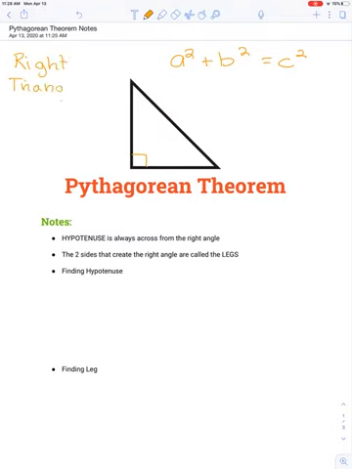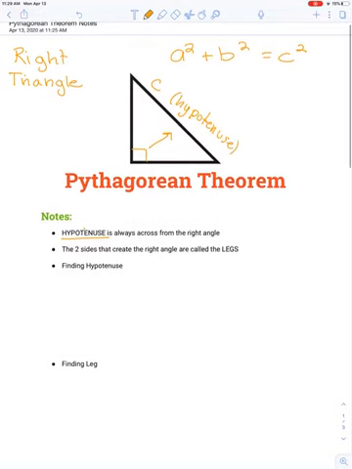Alright, so once you locate where your right triangle is at, across from your right angle is always your C, which is also your hypotenuse. Remember, the hypotenuse is always the longest side of a triangle. Okay, so this is our hypotenuse.